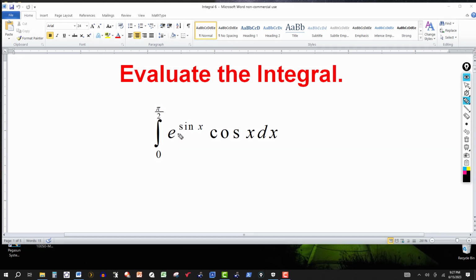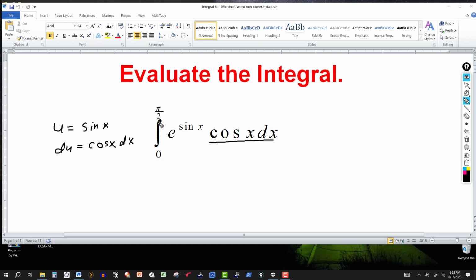Here we have e to the sine of x. You take the derivative of sine, you get cosine. So that's a pretty good hint that we want a u substitution. So let's let u equal sine x, and du would be the derivative of sine, which is cosine, and then dx.